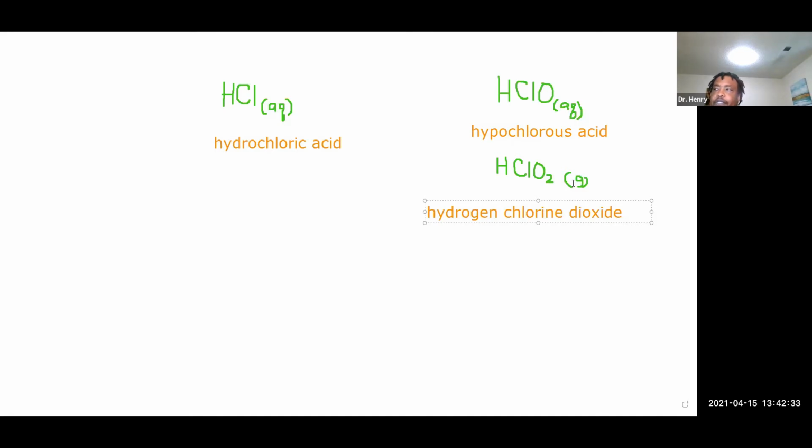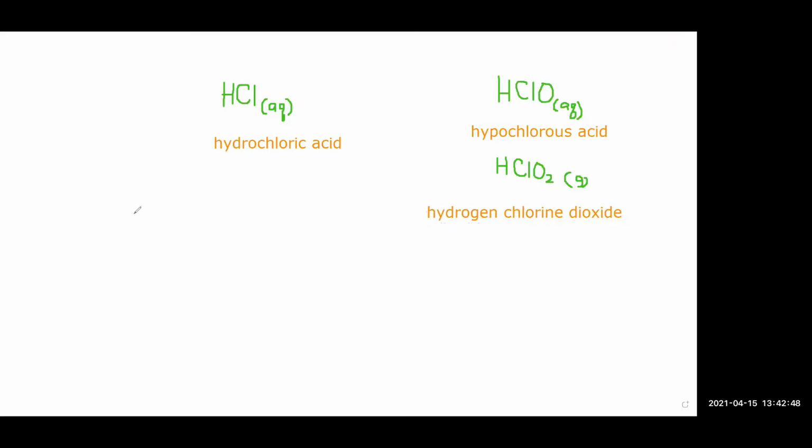And that's because it has that G there. That lets me know that it's covalently bonded. Or if it had an L there, it would also be considered covalently bonded. Okay. Chlorine dioxide. Let's do one more.